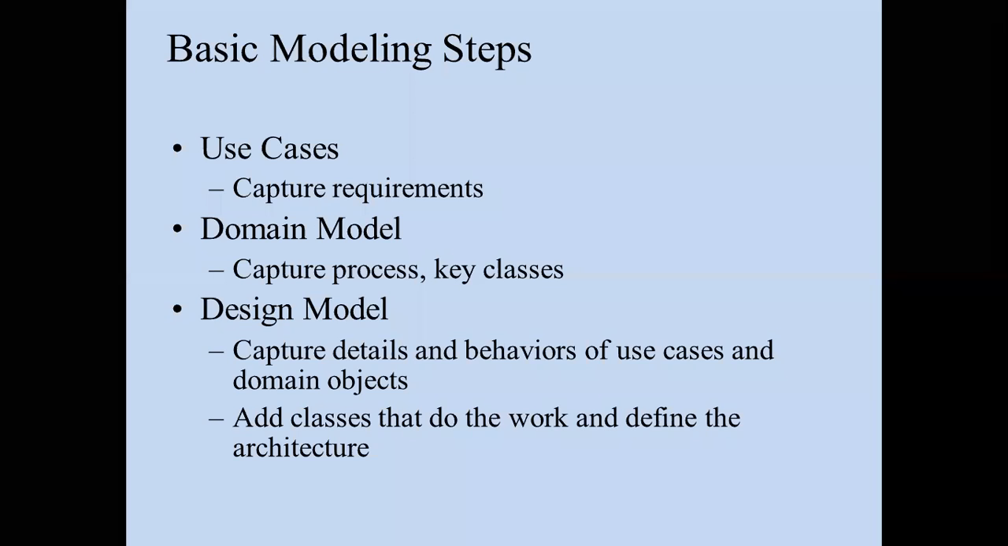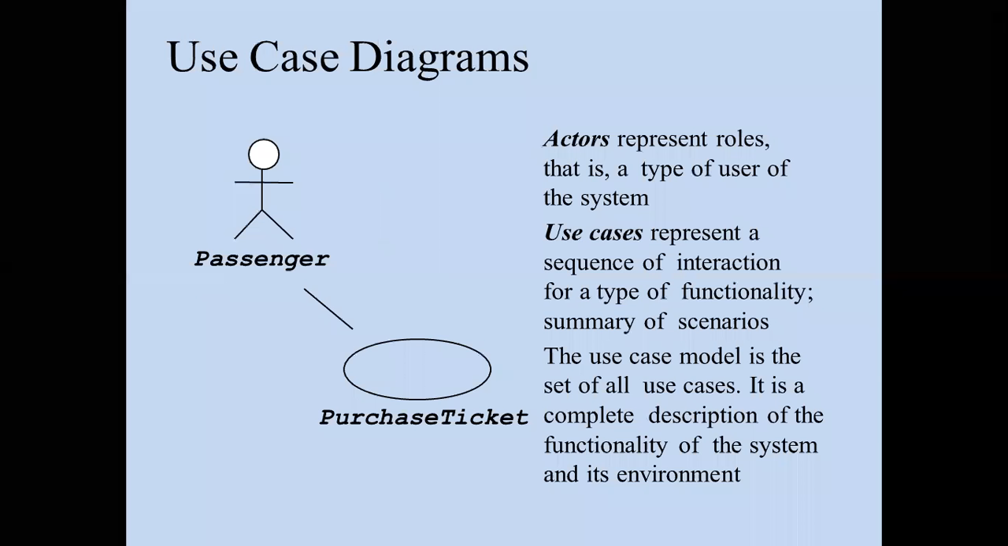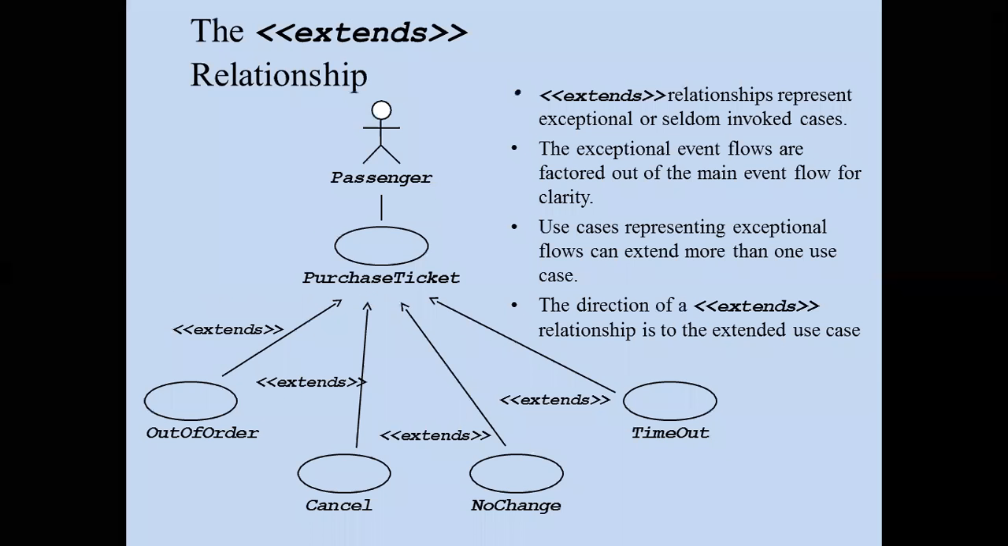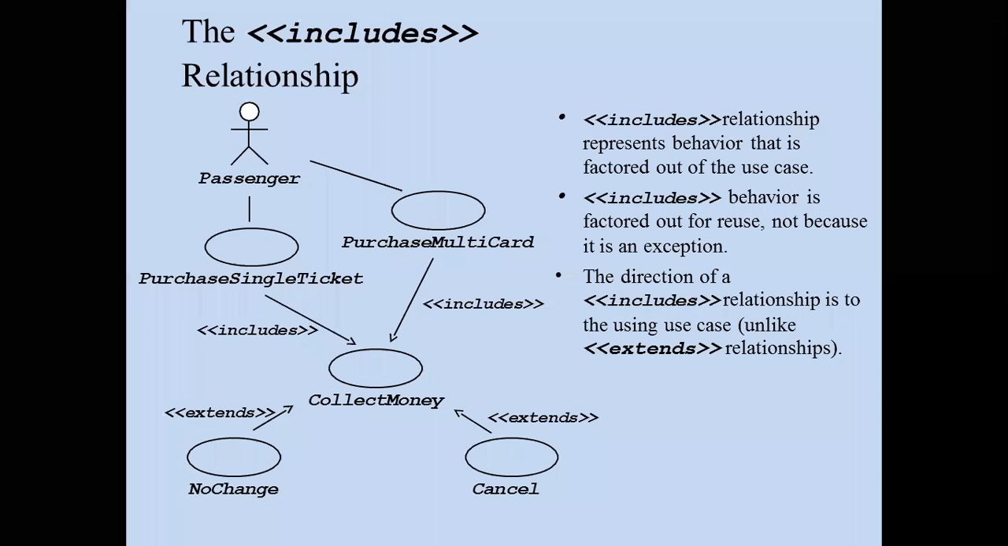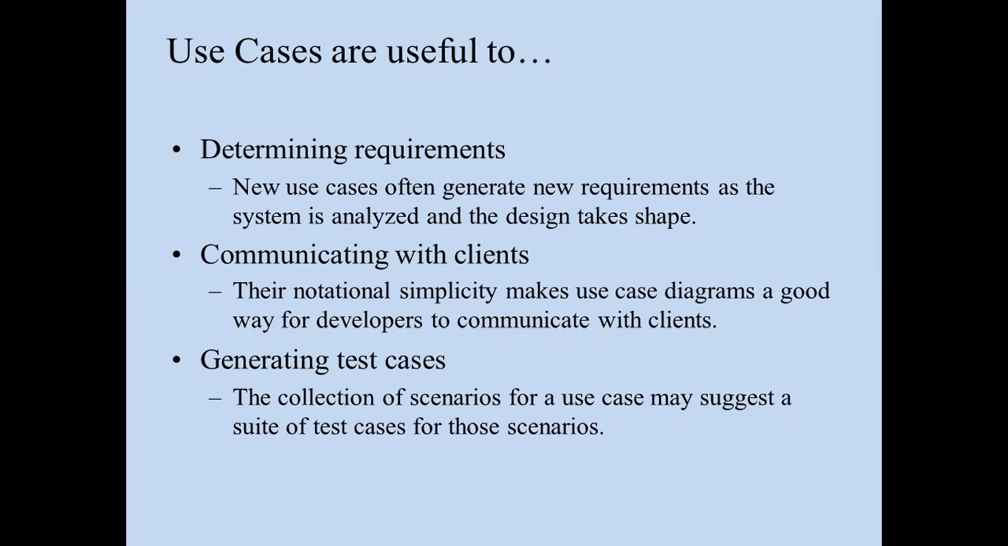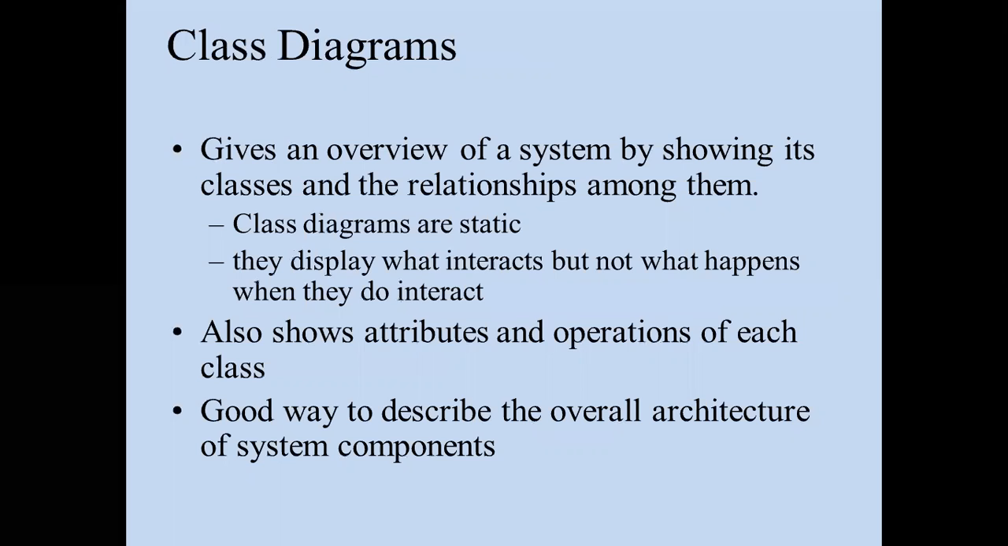We have seen some basic modeling steps: use cases, domain model, design model. We have seen what an actor is and what a use case is. We have seen an example, then the relationships in use cases: what the extends relationship is, what the includes relationship is. We have seen the uses of use cases, like determining the requirements, communicating with clients, and generating test cases. We have seen class diagrams.